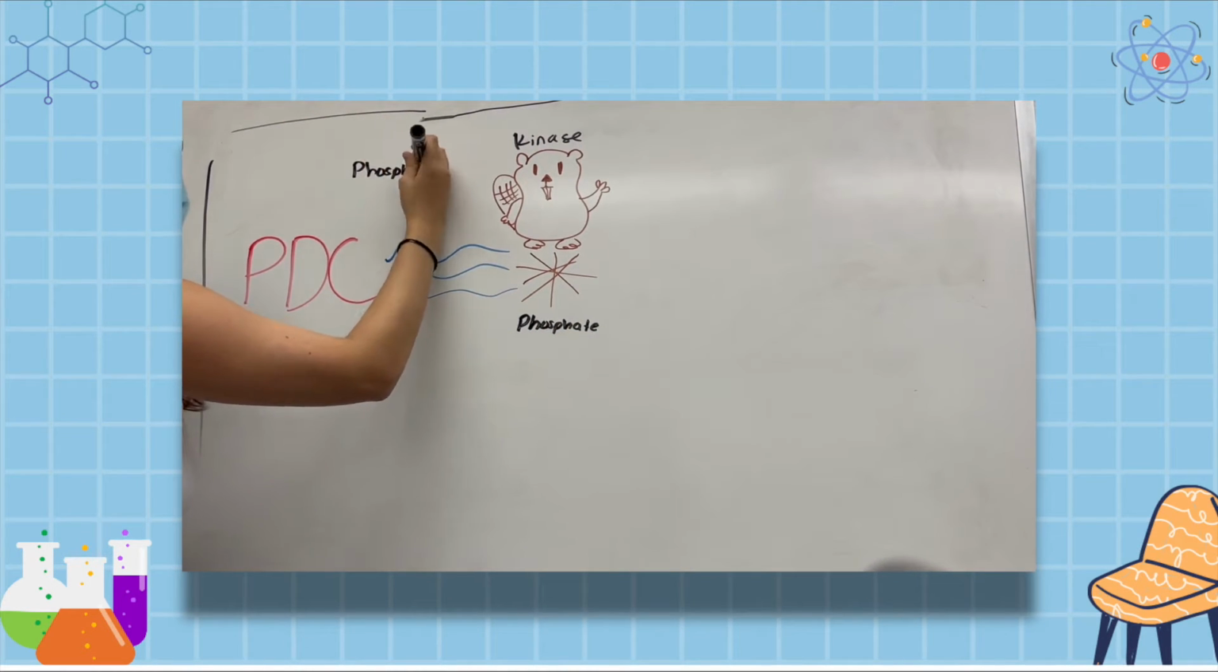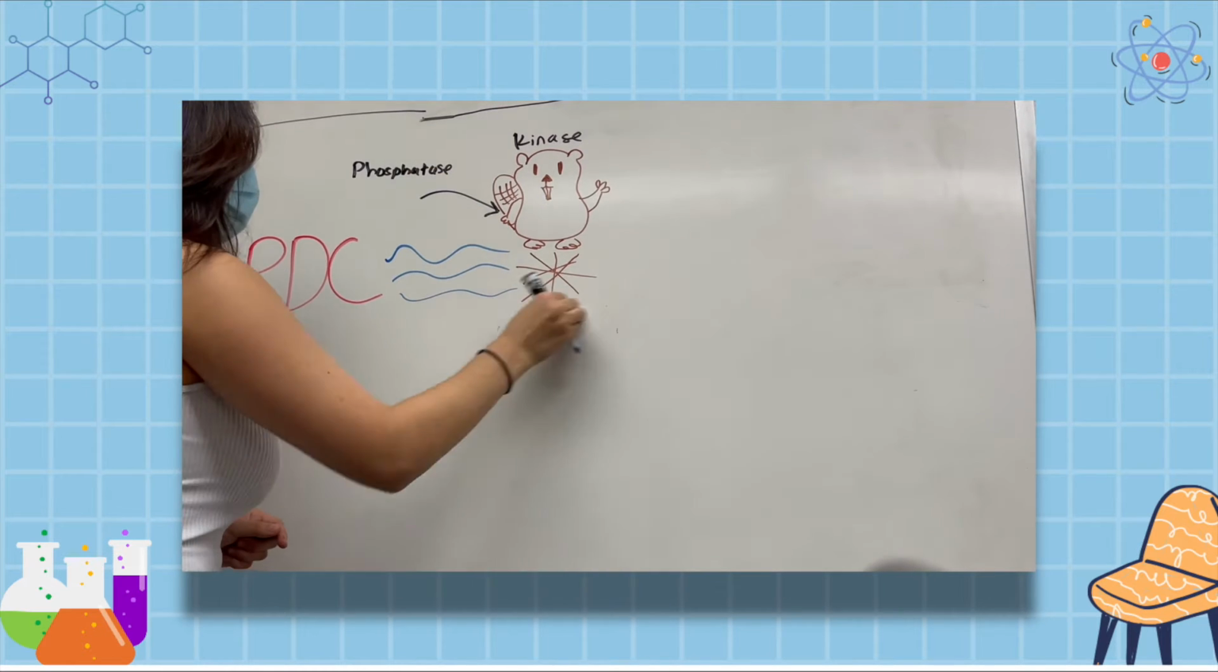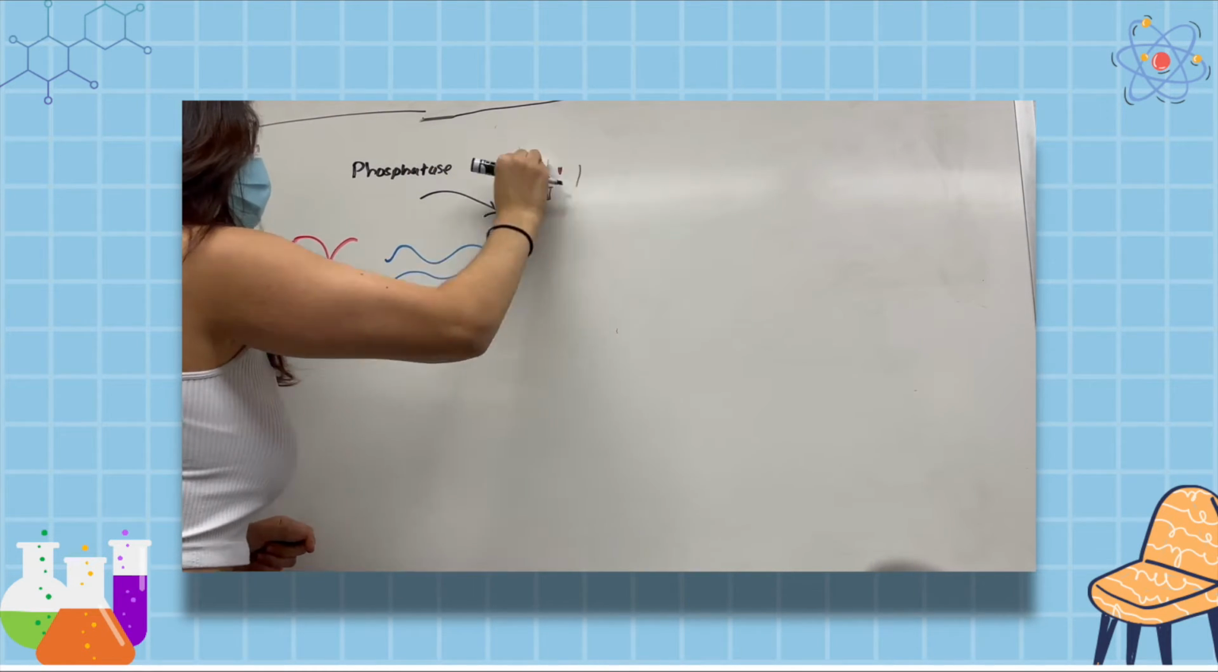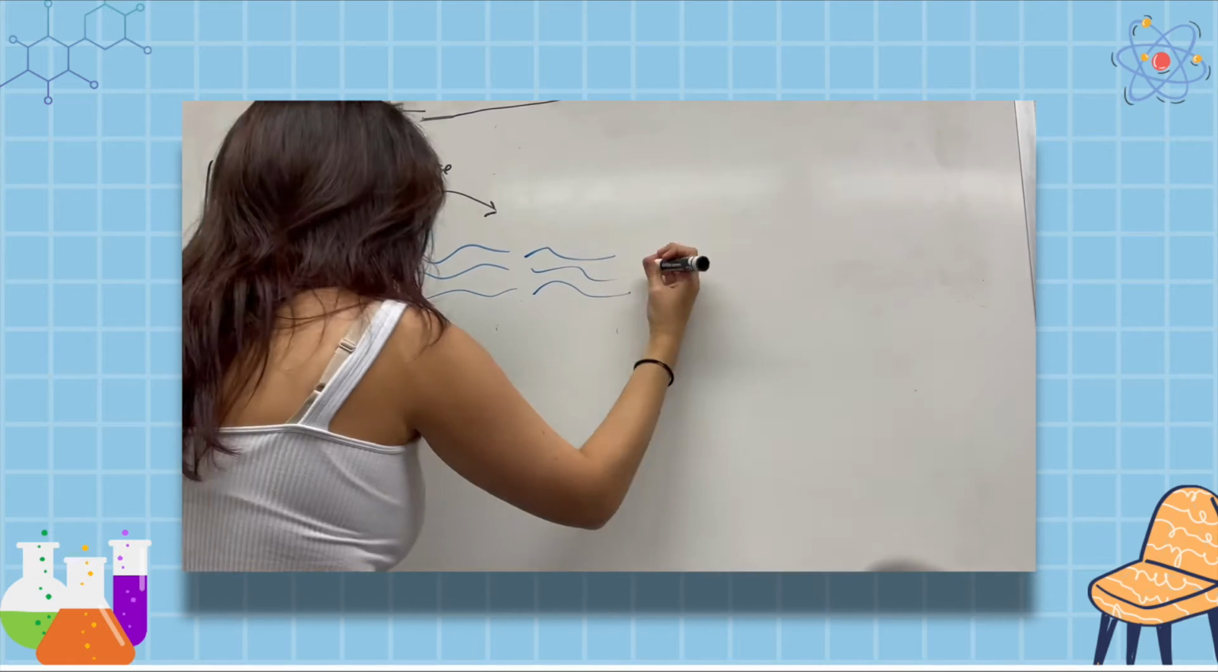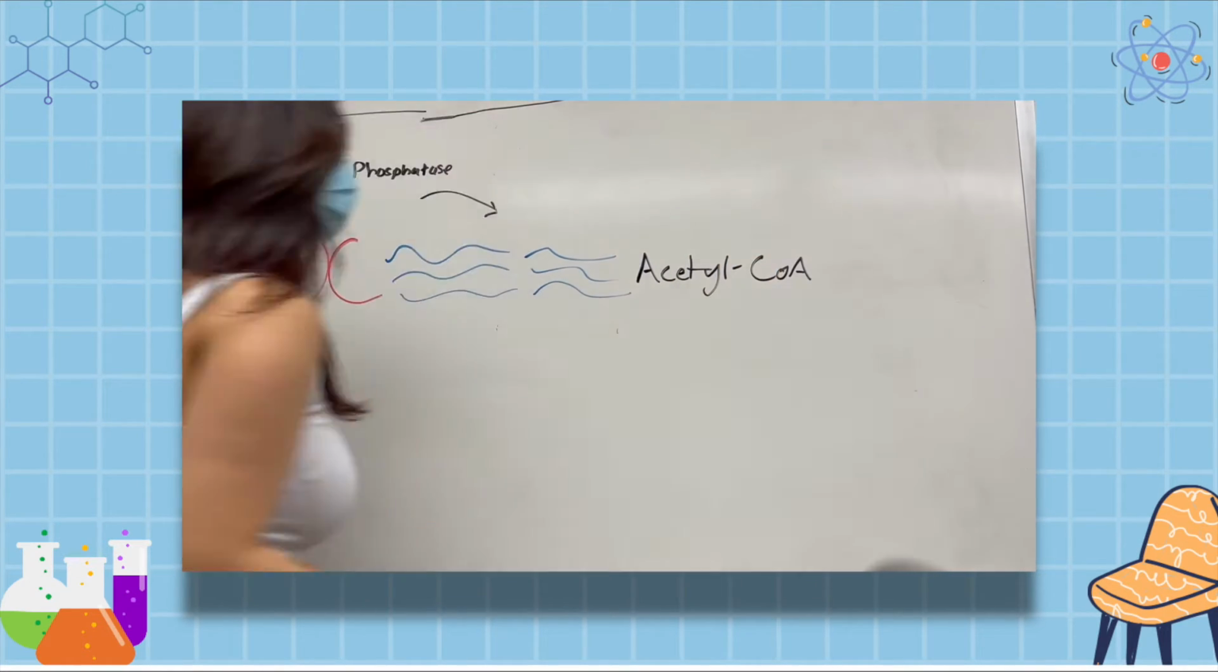This is like when a beaver builds a dam. The beaver is like a kinase, and the phosphate blocks the stream. Phosphatase removes the phosphate, or the dam, so the energy can flow downstream.